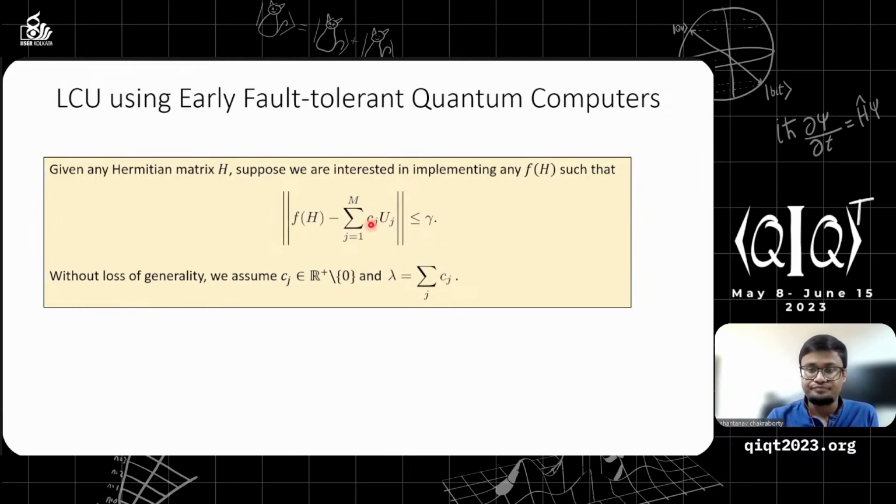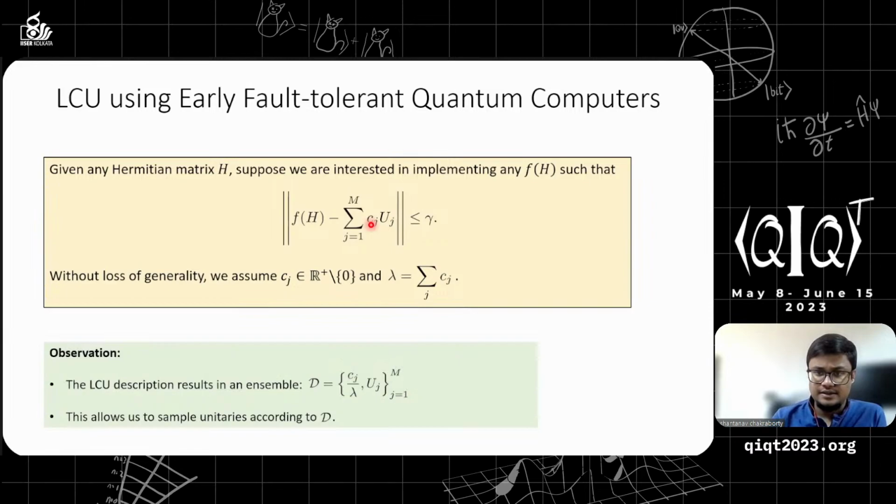All right. So the first observation is that whenever you have such a description, a linear combination of unitaries, there's something interesting that you can observe. The LCU description itself results in some sort of an ensemble. And what kind of an ensemble? Well, for every unitary U_j, you can associate a weight, and that weight is C_j from this description. But you can now divide C_j by the sum of the weights to get a probability. So every unitary is associated with a probability: unitary U_j is associated with the probability C_j over lambda.